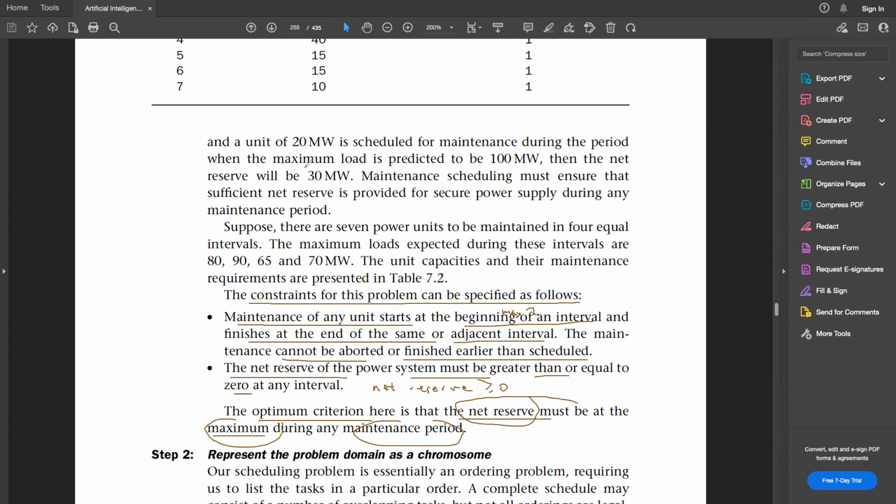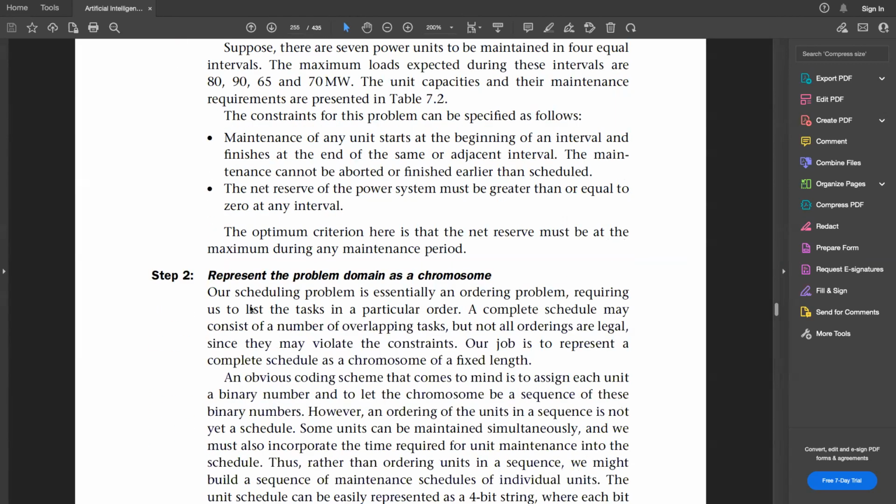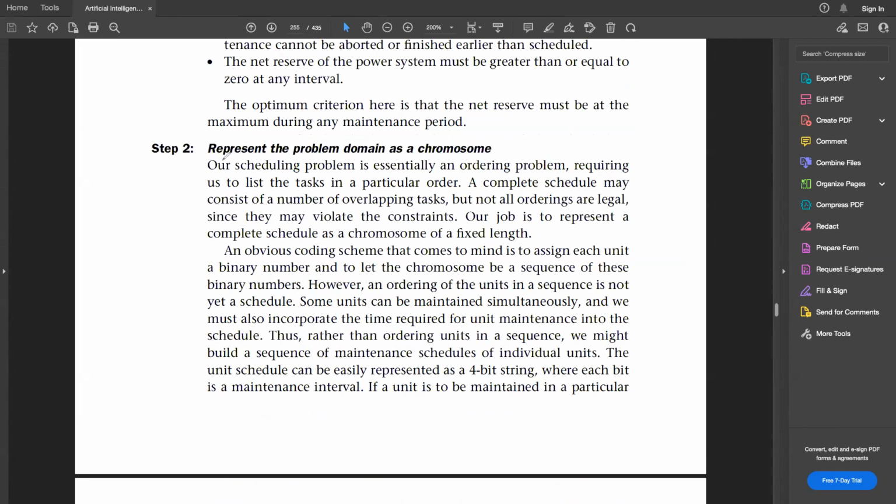Okay, so now with that specification of the problem, having described the problem and its constraints and what is involved, we can talk about step number 2. Step number 2 is where we have to represent the problem domain as a chromosome. The case we are looking at is a scheduling case, and here we are saying that it is an ordering problem. We have to order the maintenance of the units.